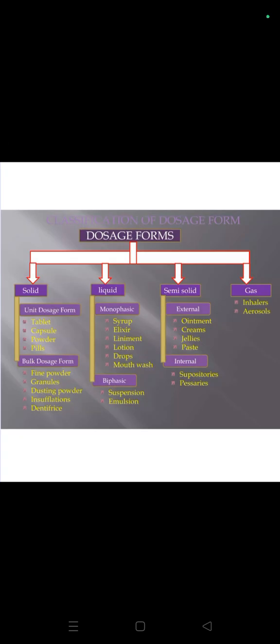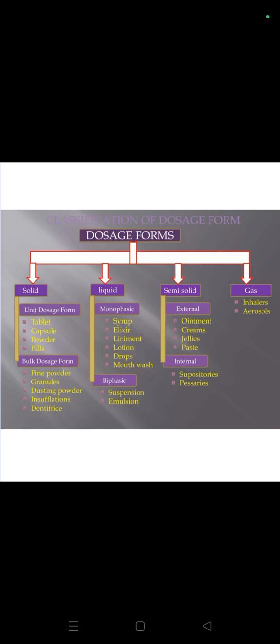Then classification of dosage form. Dosage form may be classified into four types: solid, liquid, semi-solid, and gas. The first one is solid dosage form. The solid dosage form may be classified into two types: unit dosage form and bulk dosage form. First one is unit dosage form. Unit dosage form may be classified into four categories, namely tablet, capsule, powder, and pills. Then bulk dosage form, which may be classified into five categories, namely fine powder, granules, dusting powder, insufflations, and dentifrice.